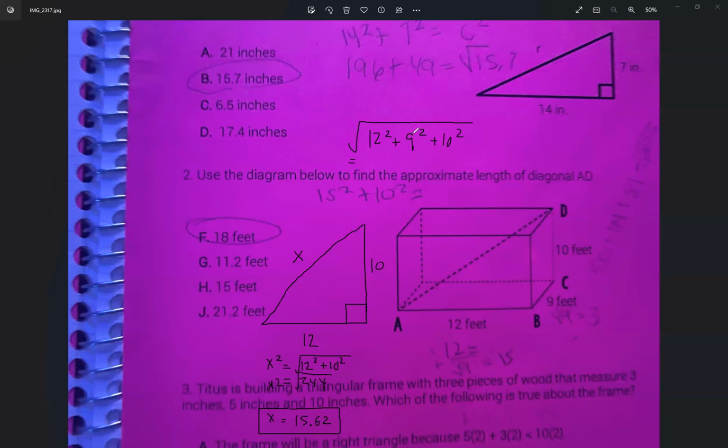Because 144 plus 81 plus 100, right? Yeah. What number is it? 325. So take the square root of 325. What is that? 18. But 18 times 18 is 324. Yeah, approximately. Approximately 18 feet.